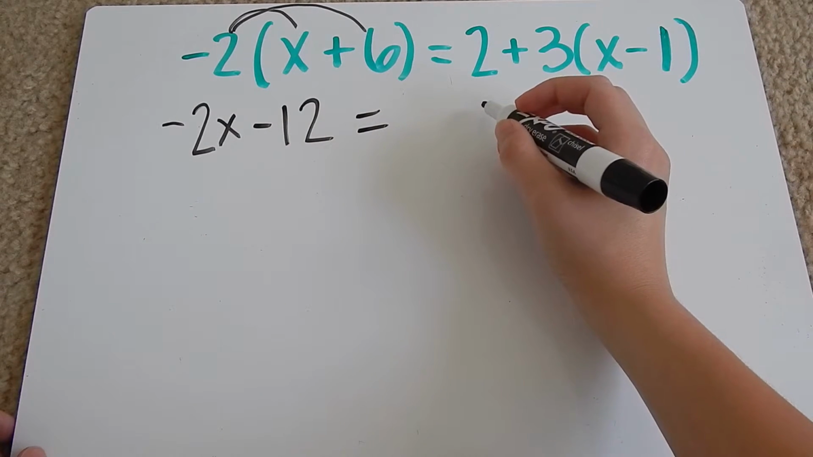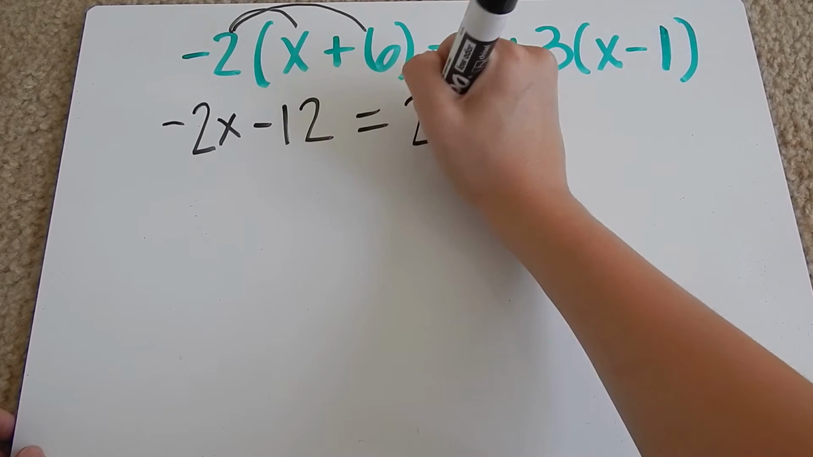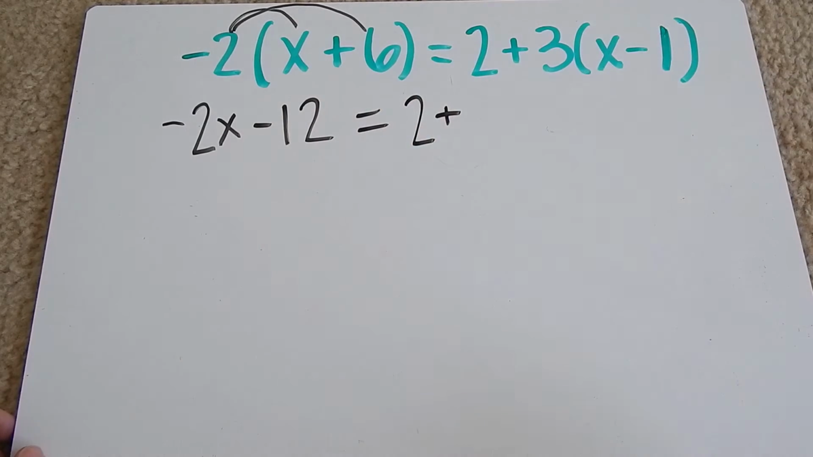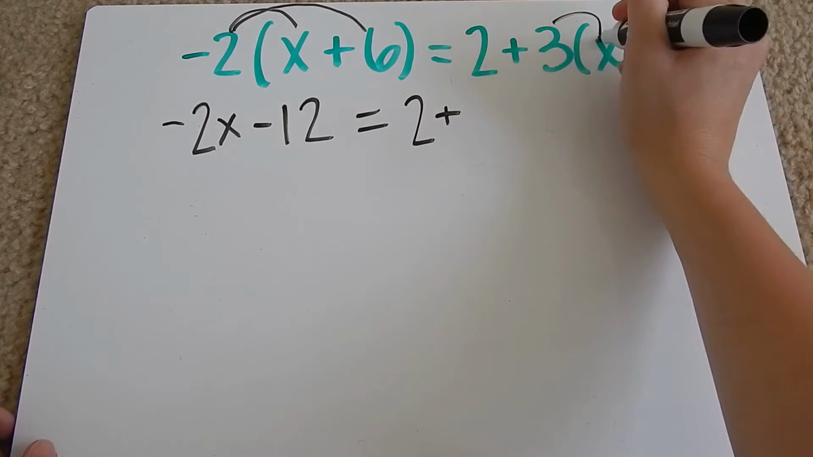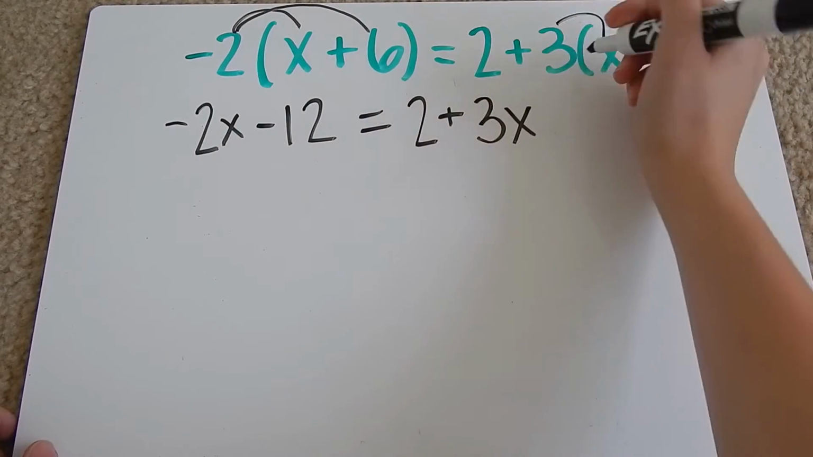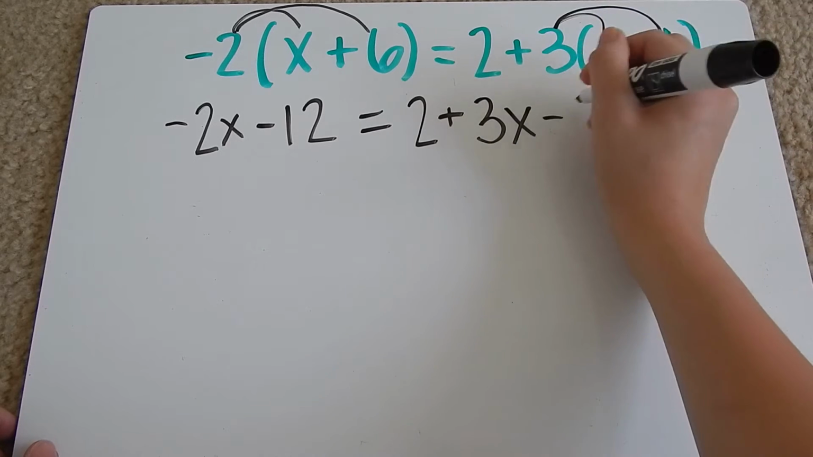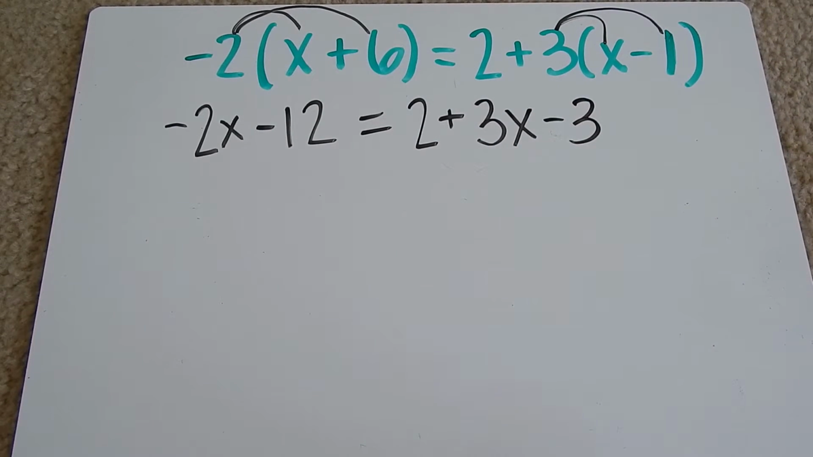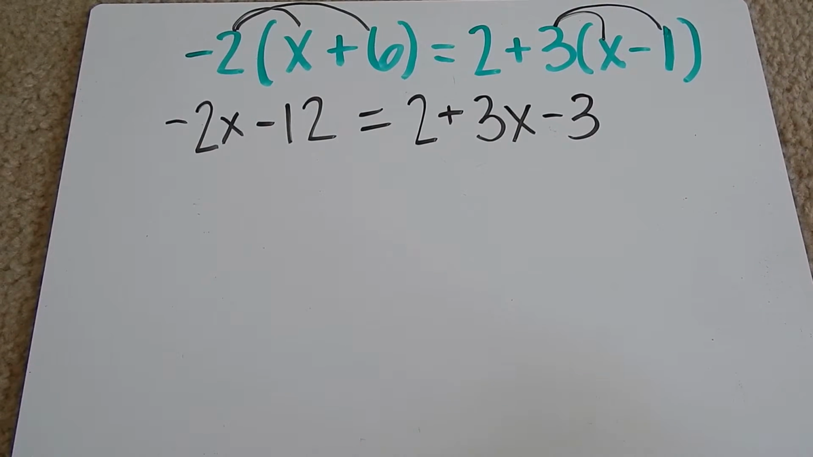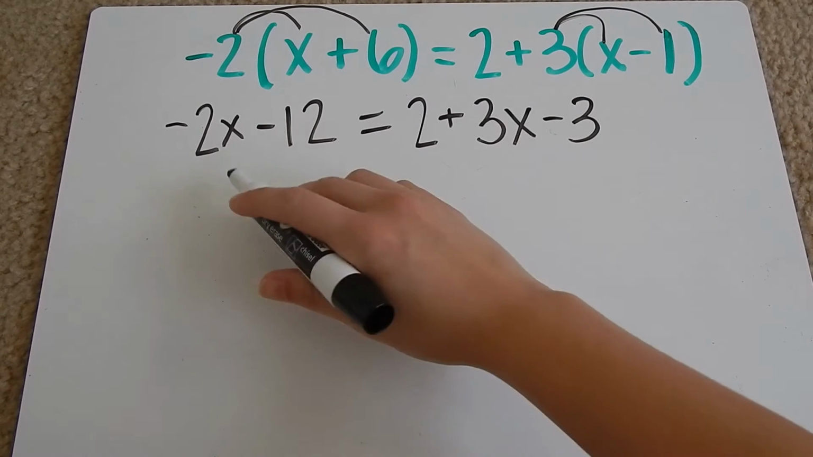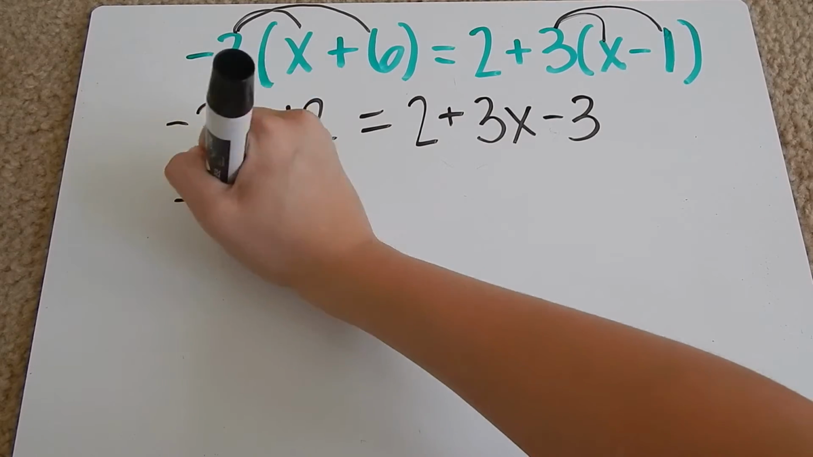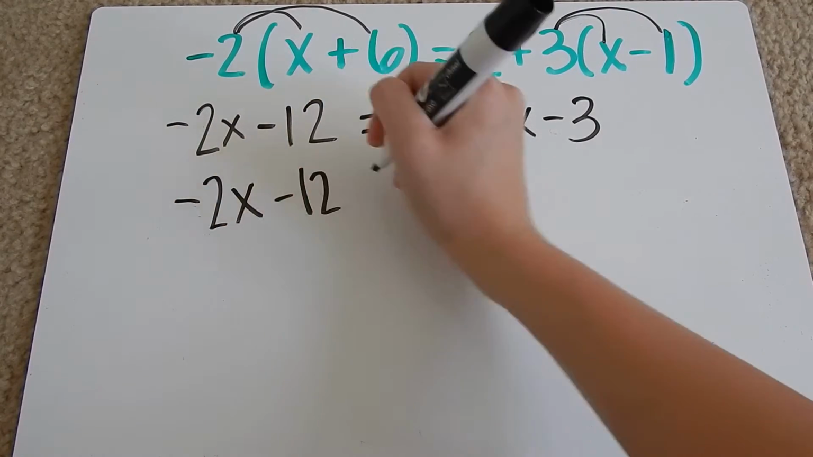This 2 is not involved in the distribution, so I'm just going to bring it down. So 2, bring my plus sign down, and distribute this 3. 3 times x is 3x, and 3 times negative 1 is negative 3. Always after I distribute, I want to combine like terms. So on the left-hand side, I don't have like terms to combine. I'm just going to bring that side down.